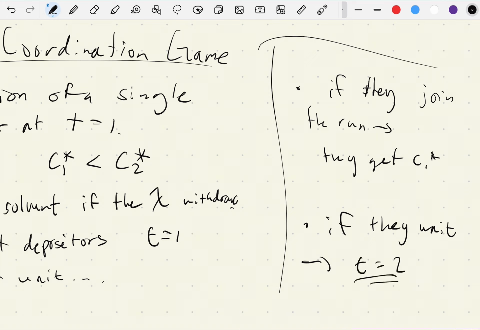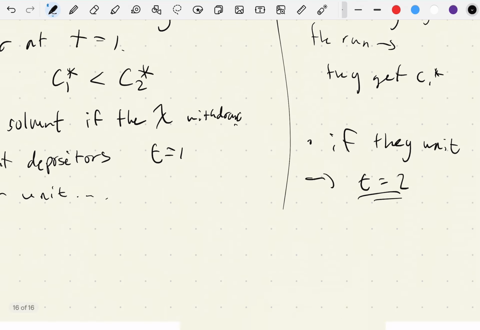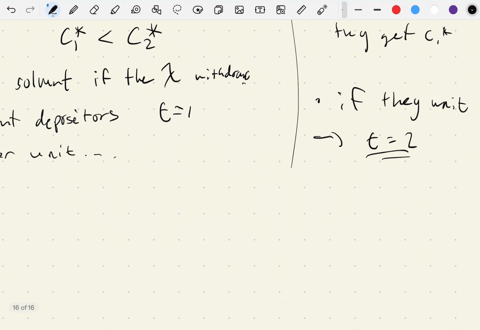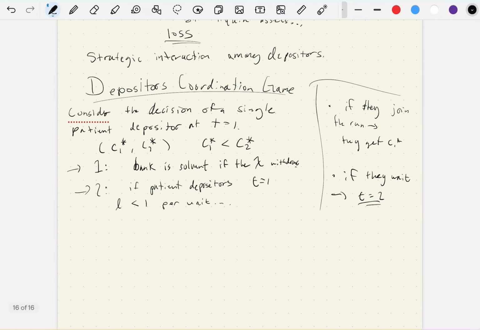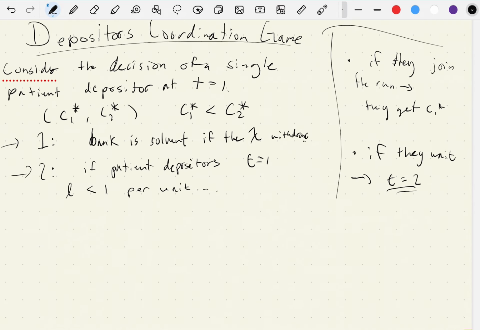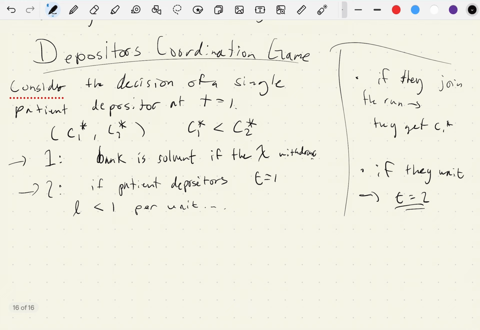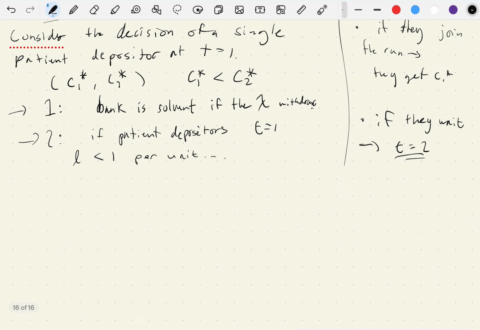if everyone else runs, the bank will have very few, if any, assets left at t=2, okay? So her expected payoff from waiting will actually be close to 0. So faced with these payoffs, her best strategy then, or the solution to the depositor's coordination game, is to join the run, right? In this condition, okay? So faced with these payoffs, we really just need to say that there are inherently two Nash equilibria.